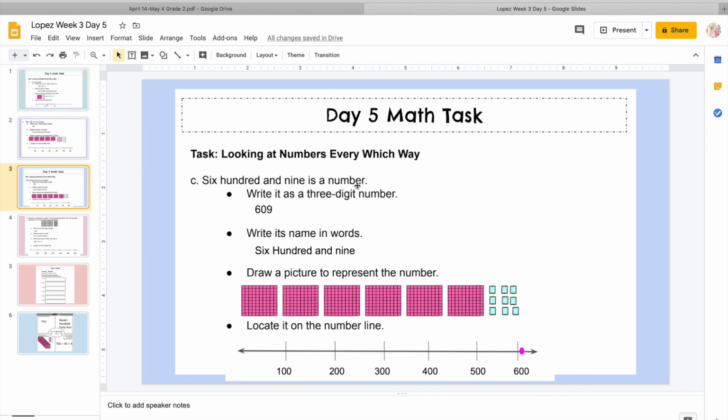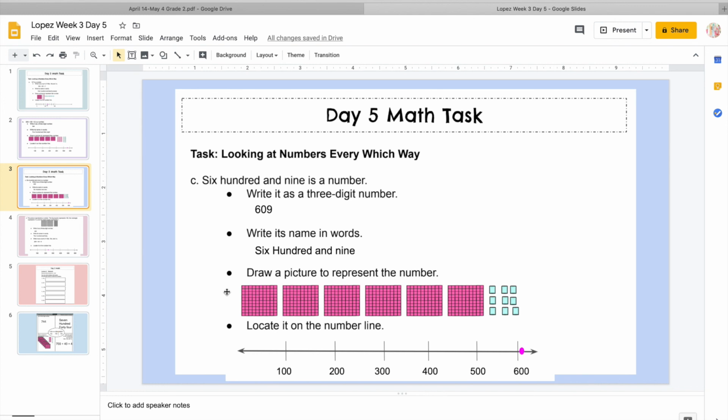609 is a number. So we need to write it as a 3-digit number. So just writing it as a 3-digit number, that is standard form. So we're writing it out, 609. Now we need to write its name in words. Again, it kind of gave us that up here. So if you just copy that down, 609, we'll represent it in word form. And then drawing a picture to represent the number.